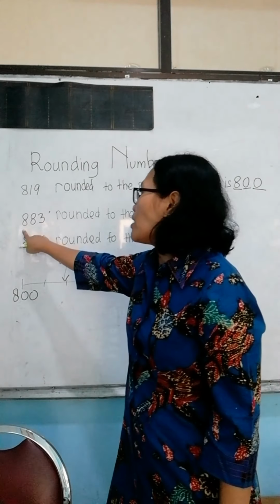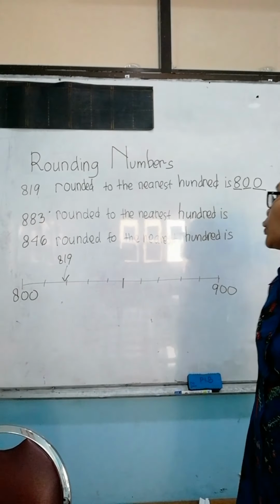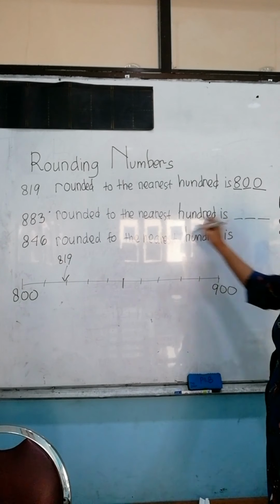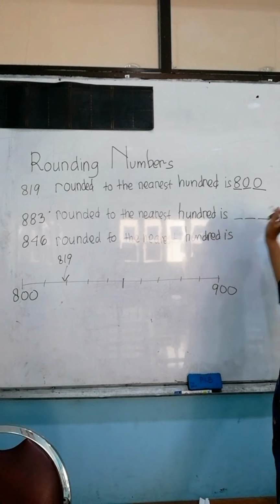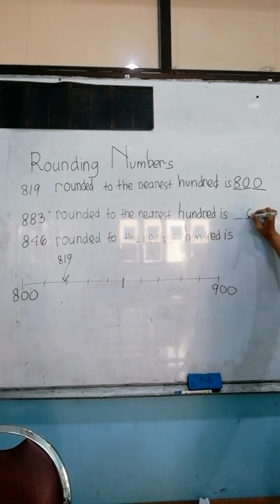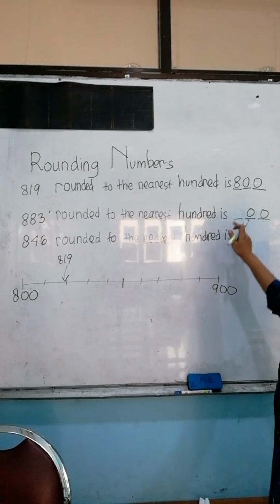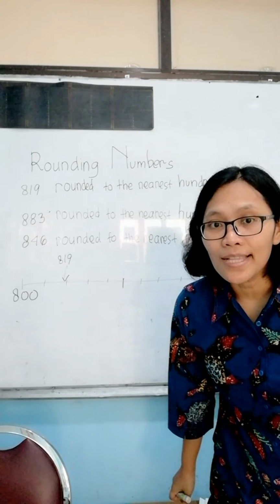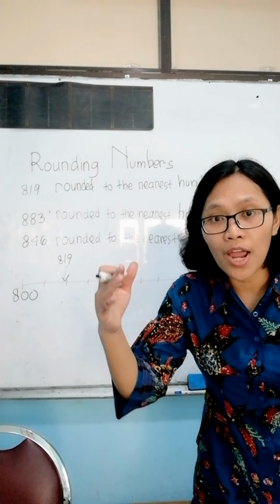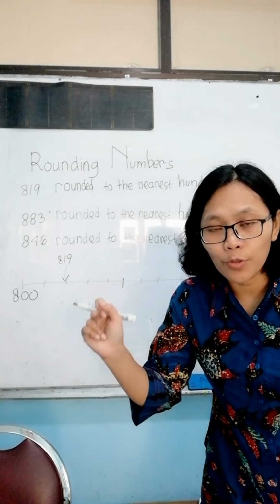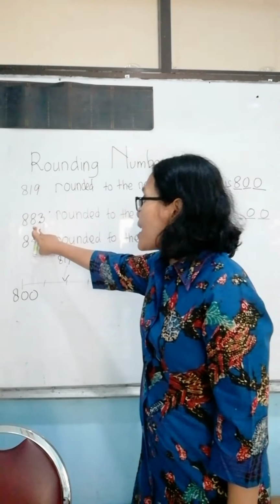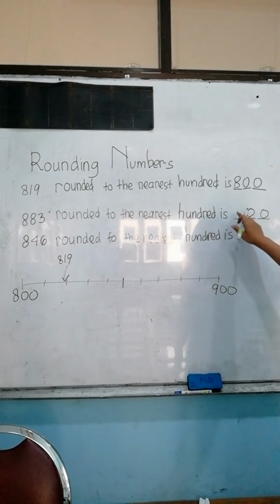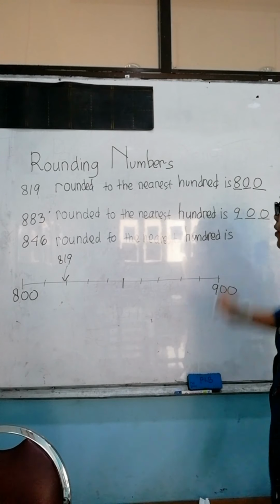Next, 883 rounded to the nearest 100. It is a 3-digit number: 1, 2, 3. Rounded to the nearest 100 means the 1s and the 10s are 0. How about the 100? You have to see the 10s. If the 10s digit is more than 5 or 5 itself, you have to round it up. 8 is more than 5, so it means you have to round it up. So the answer will be 900.